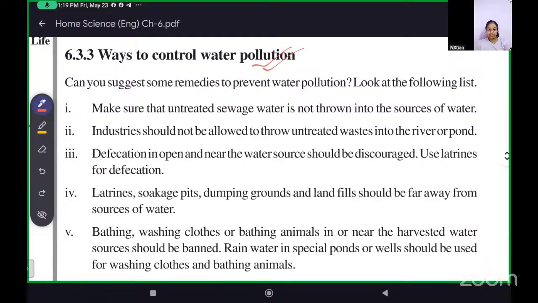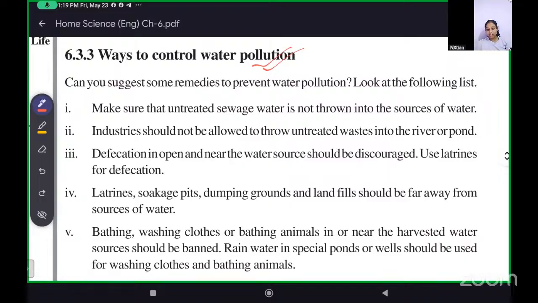Then industries should not be allowed to throw untreated waste into the river or pond. Industries carry chemical waste. Their waste is usually chemical in nature, and it contains harmful components. So when it is directly discharged, it will contaminate the water bodies. They should not be allowed to do this.